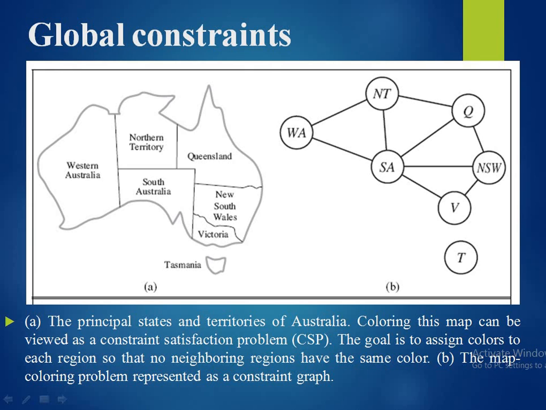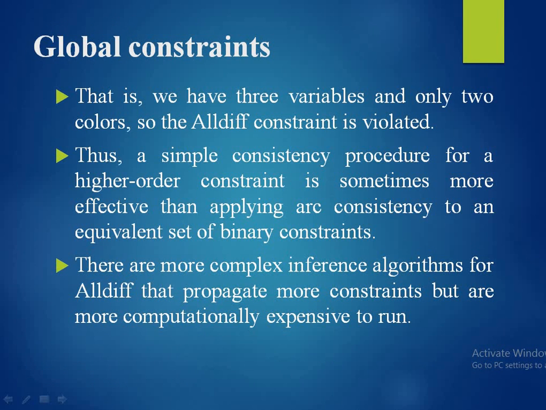So this figure here shows the principal states and territories of Australia. Coloring this map can be viewed as a constraint satisfaction problem, this CSP. The goal is to assign a color to each region so that no neighboring regions have the same color. The map coloring problem is represented as a constraint graph here. That is, we have three variables and only two colors, so the all-diff constraint is violated. There is a simple consistency procedure for the higher order constraint that is sometimes more effective than applying arc consistency to an equivalent set of binary constraints. There are more complex inference algorithms for all-diff that propagate more constraints but are more computationally expensive to run.